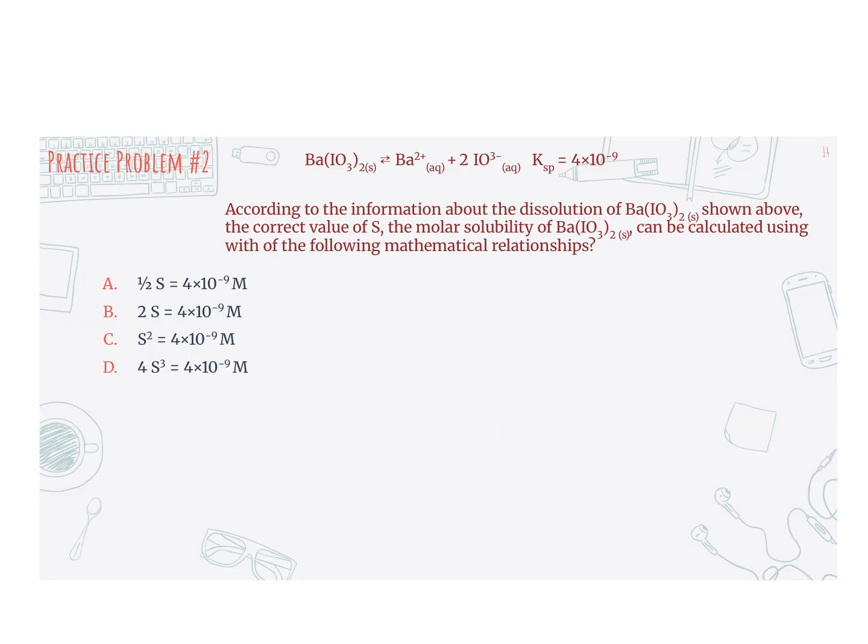So let's just look at one more sample problem here together. This is an AP Classroom problem. You have barium iodate, and that is in equilibrium with barium 2+ and iodate ions. It has a KSP of 4 times 10 to the negative 9th. So it's asking, according to this information about the dissolution of barium iodate, what is the correct value of S? S is just another letter for X. Of course, that's the solubility of barium iodate. So it says you can calculate it using which of the following mathematical relationships. So you don't actually have to calculate the number, but it's essentially getting you to think about the RICE table.